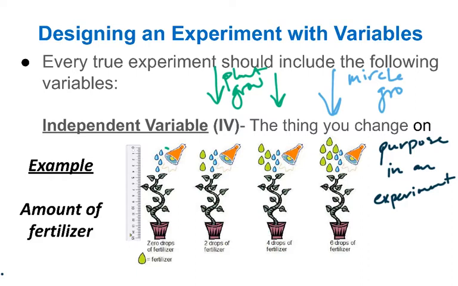Do I know if it's because of the 6 drops or because it's a different type? See, that's the problem. You can only have one independent variable and one dependent variable in a good scientific experiment. You can only have one thing that you're changing on purpose and one thing that you're measuring. Very important.